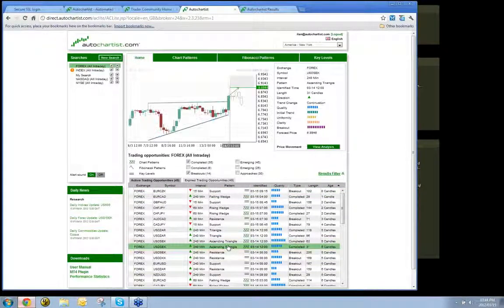For example, ascending triangles do pretty well because one of the key aspects of an ascending triangle is a very strong resistance level. So we found that chart pattern theory and the theory of psychological support and resistance levels in the market works quite well for horizontal levels, whether it's chart patterns or key levels.